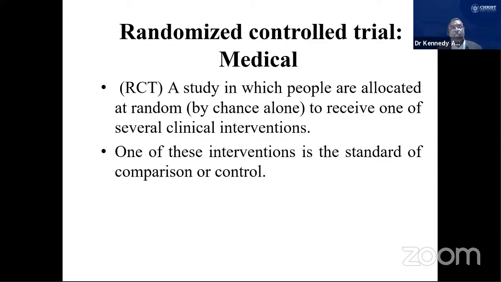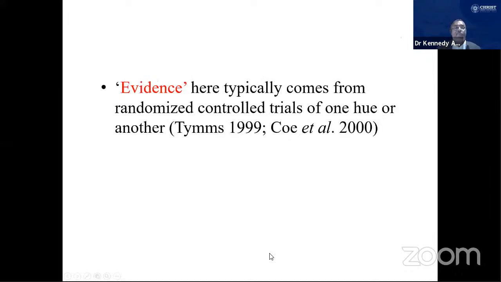So what am I trying to say? When we're talking about randomized control, from the concept point of view, an RCT is a study in which people are allocated at random to receive one of several clinical interventions. One of these interventions is the standard of comparison or control, just to give you the concept. What is evidence here typically comes from randomized controlled trials of one hue or another. I'm saying that our research and our research-integrated teaching should be evidence-based.